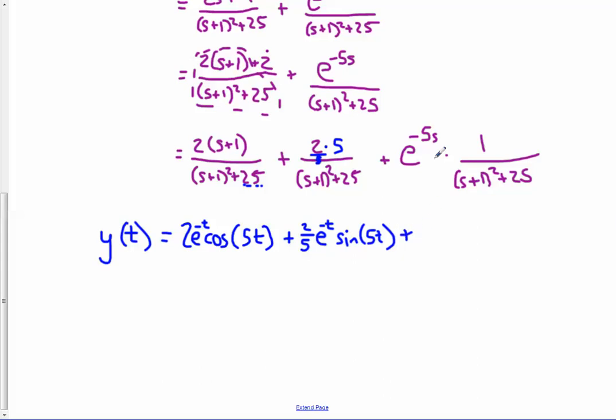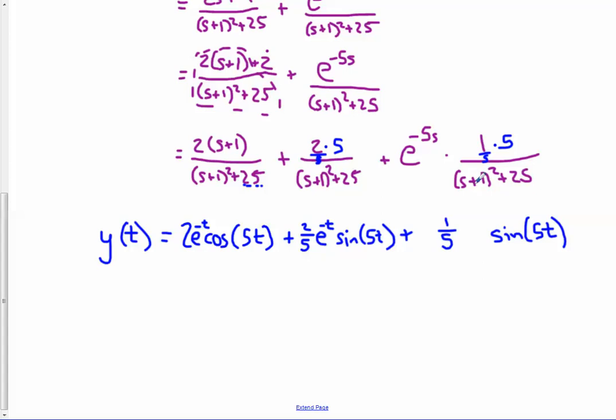Okay. Finally, for this last term, we're going to be using both shift rules. So let's first put the exponential off to the side for a second and just focus on the fraction. That by itself is a lot like the one we just did. Again, we're going to need a 5 up here, so let's make it 1/5 times a 5. So we would get 1/5, and then it would be a sine of 5t.